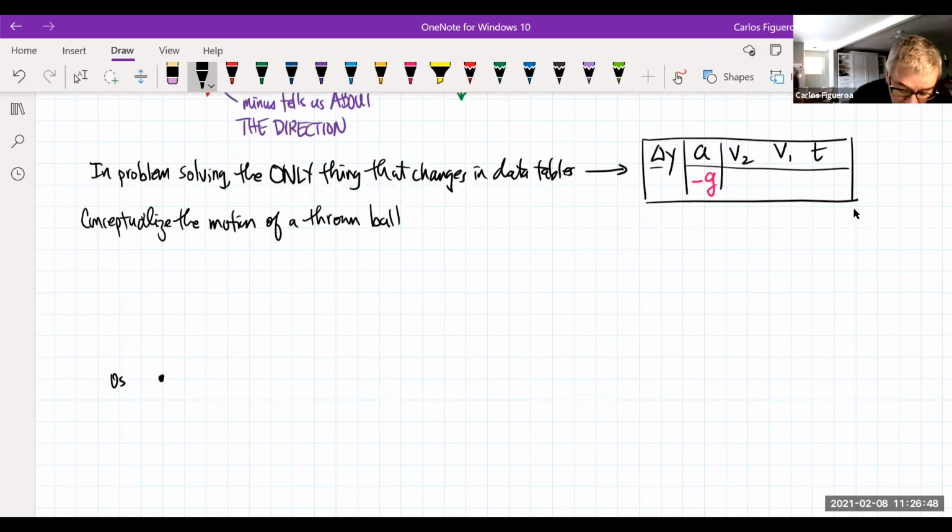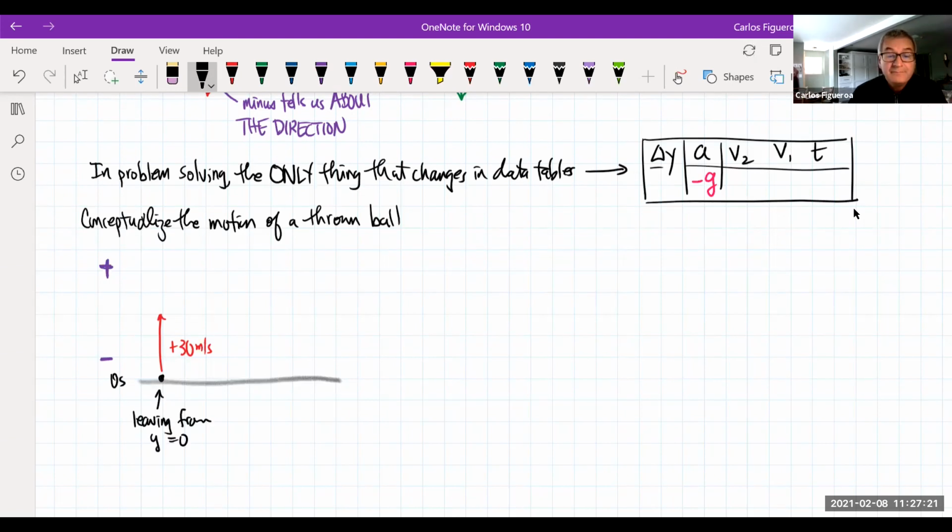So what we assume here is that when this thing is thrown up, because this is my positive direction and this is my negative, you can see that the speed or velocity here is in the positive direction. What I'm assuming here is that this thing is leaving from the ground, right? So this is leaving from y equal to 0.